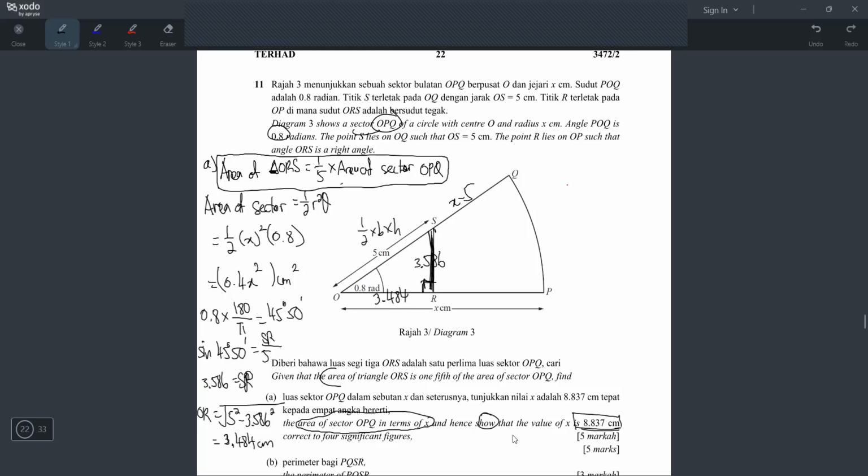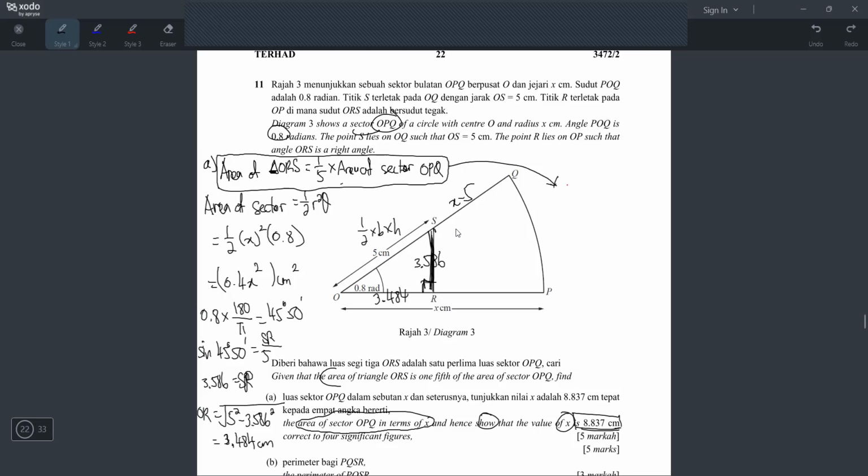But the question wants me to show that the value of x is equals to this. So I have to find x. And x is the radius of the big sector. So how? In order to find x, I have to use this formula, right? So now I can use this formula, the area. So what I'll do is I'll just continue my working here.